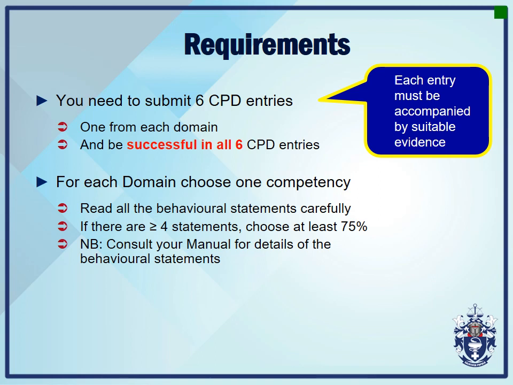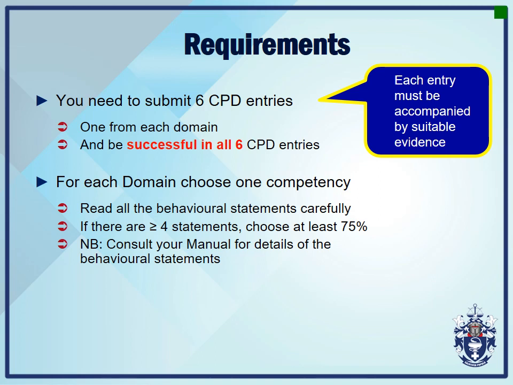So in terms of the requirements, what do the requirements state in terms of what you as an intern require in order to progress to the next phase in your career, which is community service? So here you would need to submit 6 CPD entries. Each entry must be accompanied by suitable evidence. So 6 CPD entries, meaning that you have to select one from each of the domains. As you know already, you have 6 domains that you need to fulfill. So you need to be successful in all 6 of the CPD entries.